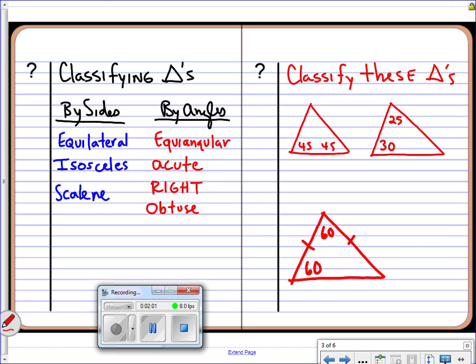Okay, so when we're classifying triangles, we always classify them in two categories. We're looking at the side information: we can label it equilateral, isosceles, or scalene. Or by the angle information: equiangular, acute, right, or obtuse. If you're not sure what those words mean, I need you to refer back to a previous unit and the vocabulary words. So go ahead and put me on pause and take a look at these problems over here to the right, and classify them. Choose from the sides and the angle list, so each one of them will have two names.